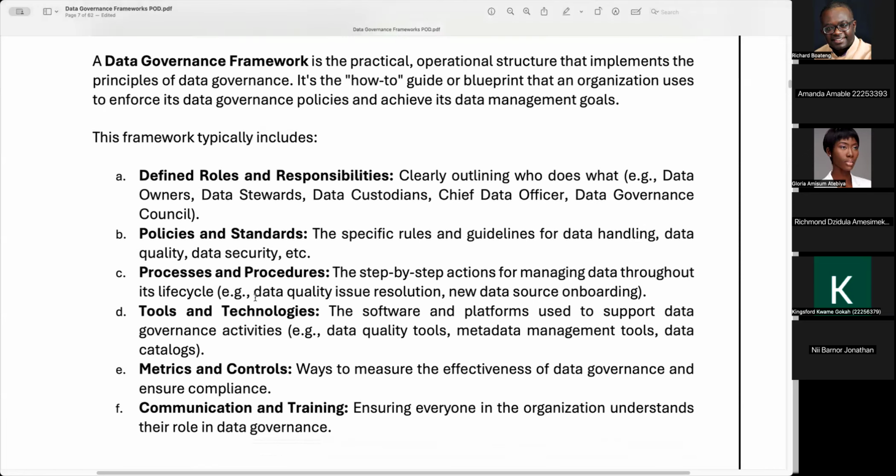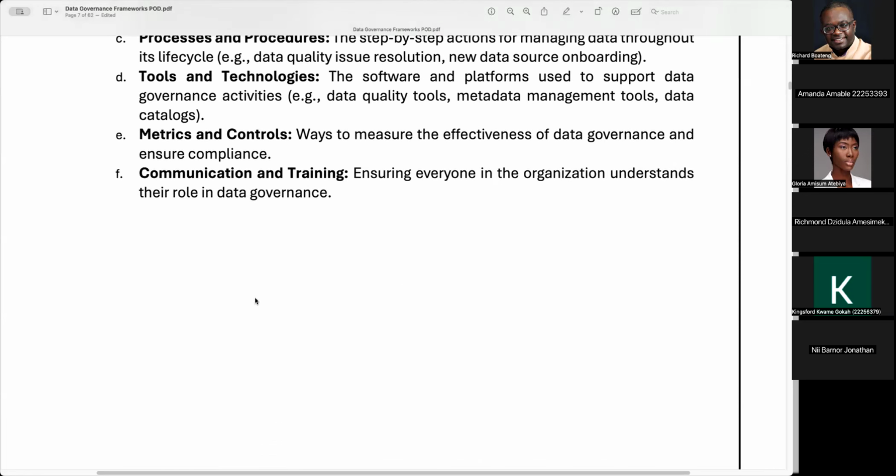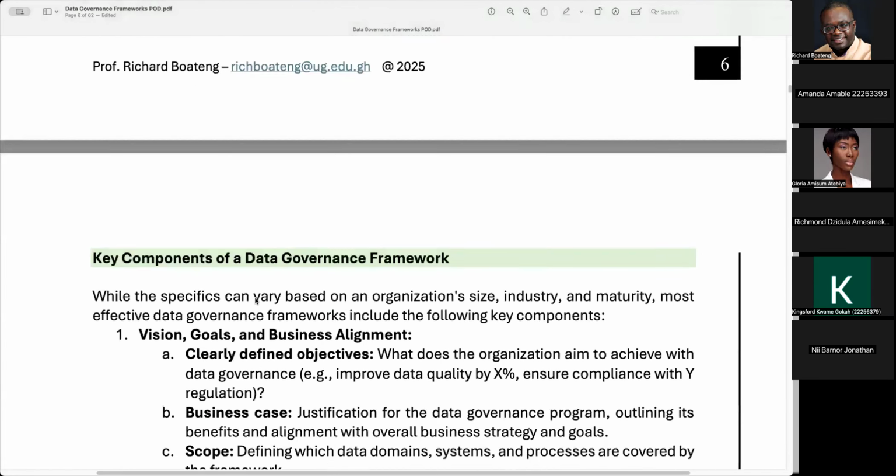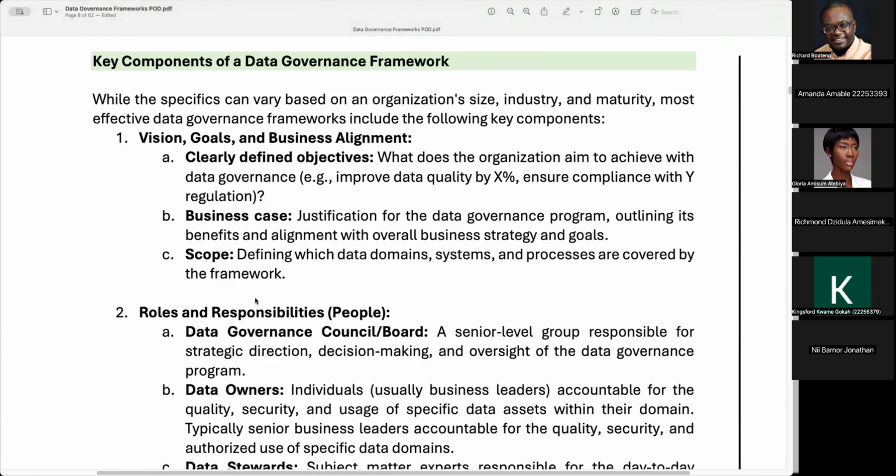Okay, let's maybe delve a bit deeper into those key components as the source lists them. It starts with vision, goals, and business alignment. That feels like the absolute starting point for any framework. Absolutely. Before you build a house, you need the architectural plans, right? You need to know what you're building and why. This component is all about clearly defining the objectives of your data governance program. What specific problems are you trying to solve? What opportunities are you trying to enable with better data?